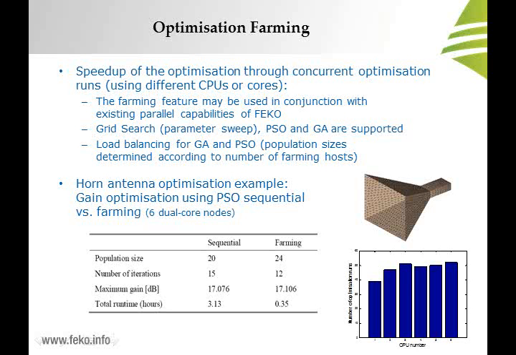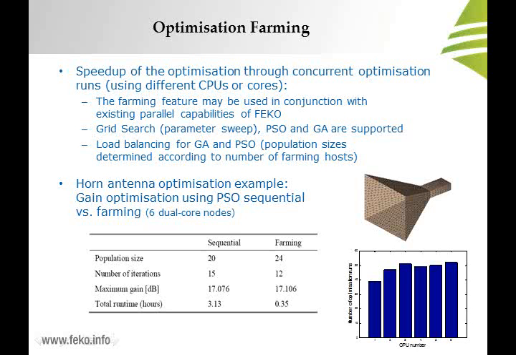We support that with our grid search optimization technique, which essentially is a parameter sweep, and with the particle swarm and genetic algorithms, where one run doesn't necessarily rely on the history and result of the previous run. You see here an example.